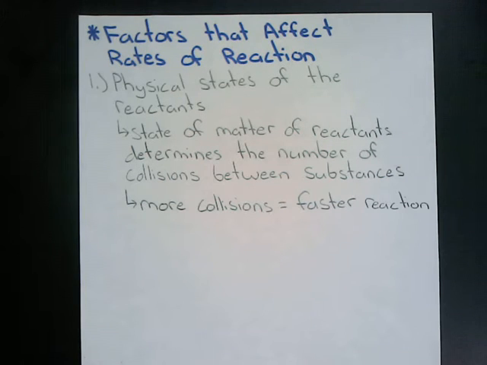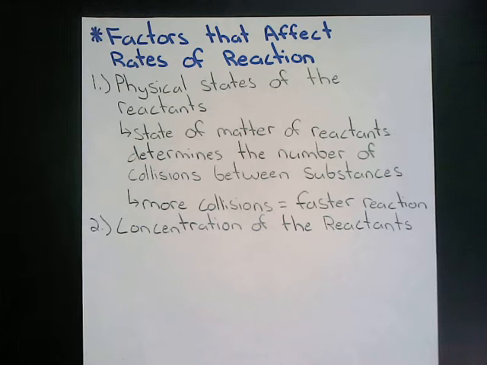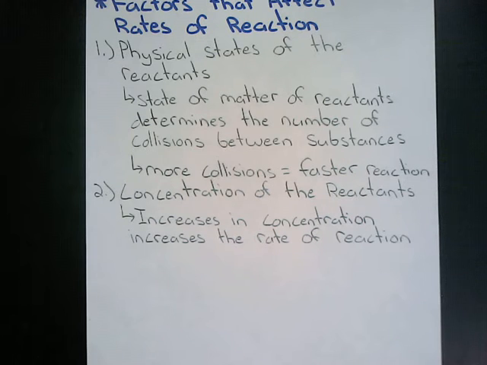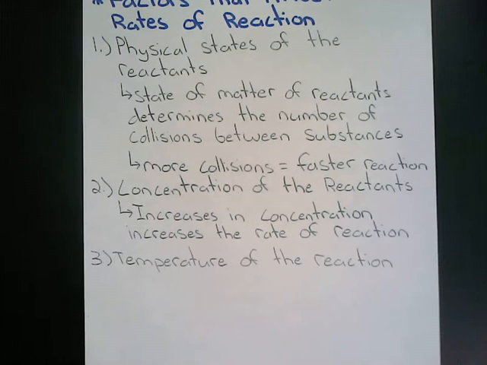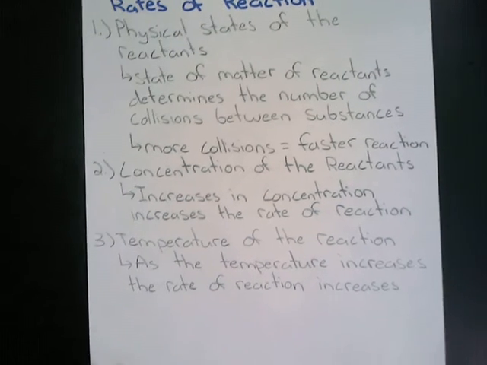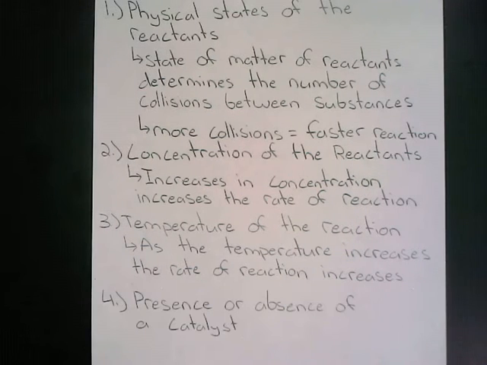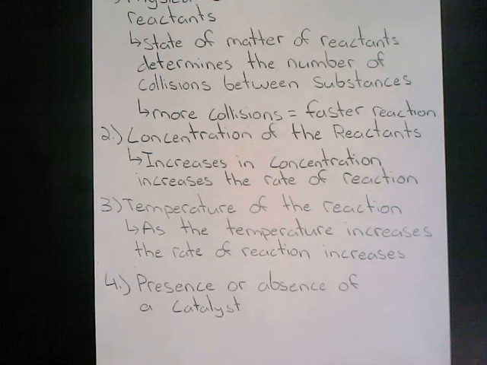Now, the other factor that affects our rate of reaction is the concentration of the reactants. A rule of thumb here is that increases in concentration is going to increase the rate of the reaction. Our third factor that affects the rate of reaction is the temperature of the reaction. As the temperature increases, the rate of the reaction increases. And then our fourth and final factor is if we have a catalyst. A catalyst increases the rate of reaction.